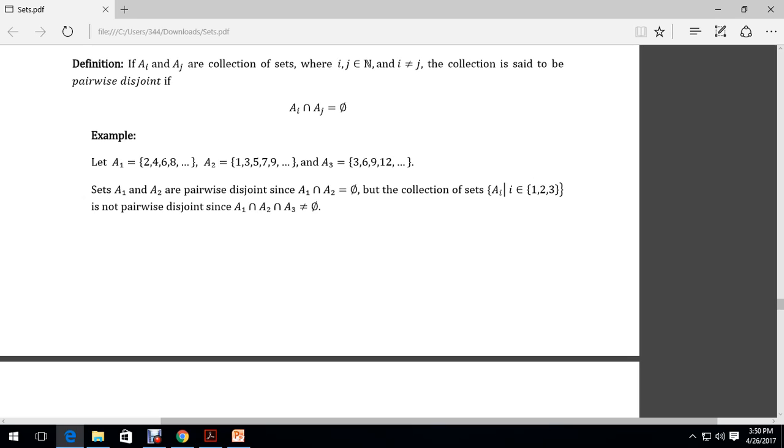But the collection of sets A sub i, meaning if you're going to get the continuous intersection between A sub 1, A sub 2, and A sub 3, this collection of sets is said to be not pairwise disjoint, since the intersection of these three is not equal to a null set. Since A sub 2 and A sub 3 have common elements, the same goes with A sub 1 and A sub 3.